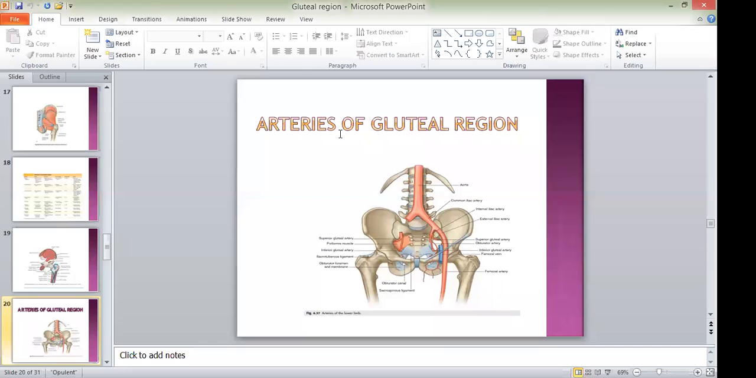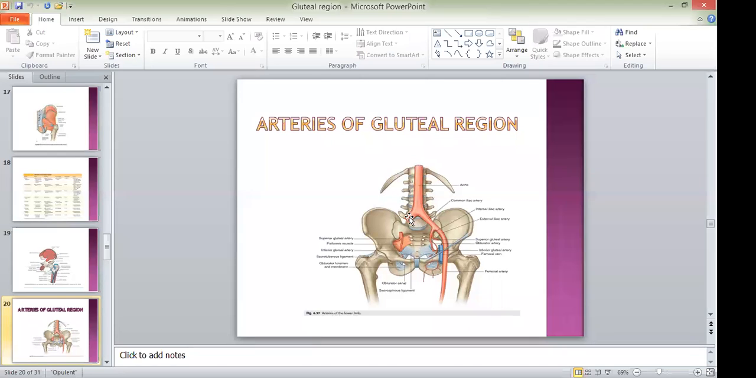Now arterial supply of gluteal region. Gluteal region ki main jo arteries hai usko detail se explain karne se pehle hame ye janna hoga ki ye arteries jo hai na ye kahan se arise hote hai. Theek hai, hamare sath jo yahan par hai ye aorta hai.